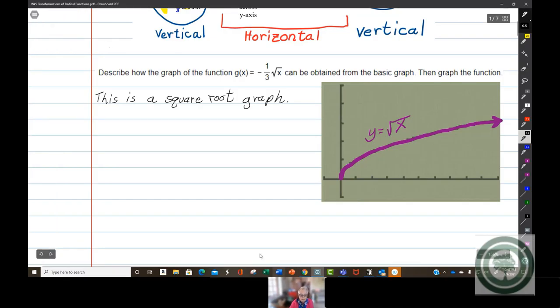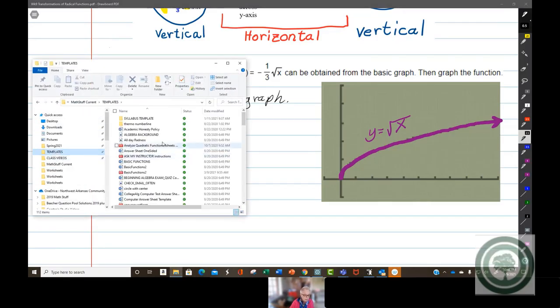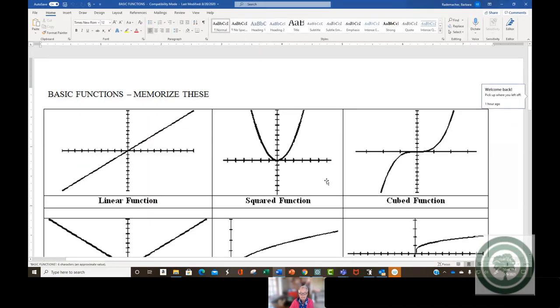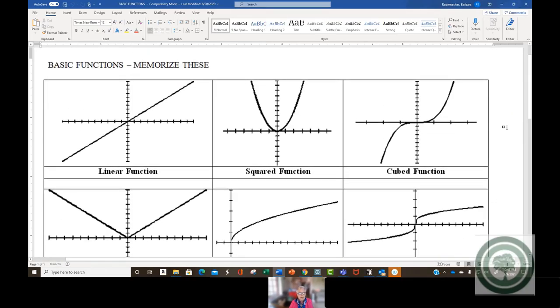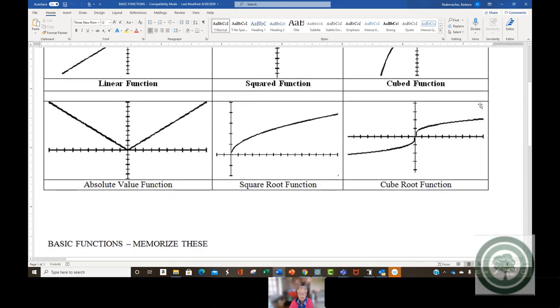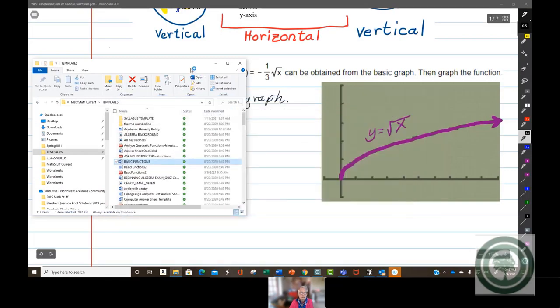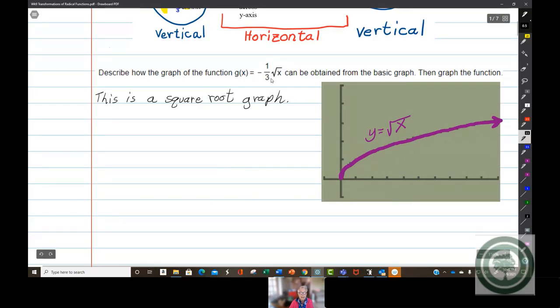Okay, then I'm going to go here, and go to basic functions. Here are your basic functions. It will only help you for the entire course if you memorize these. Put them on flashcards. But here's our square root function. That's what you're categorizing this as.